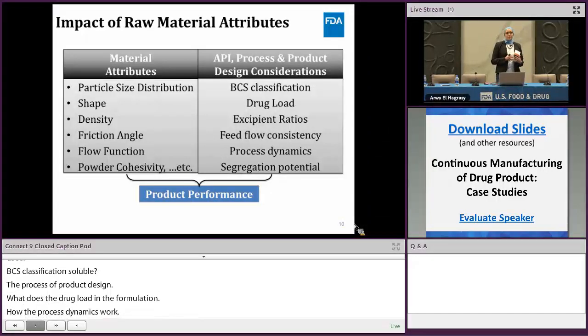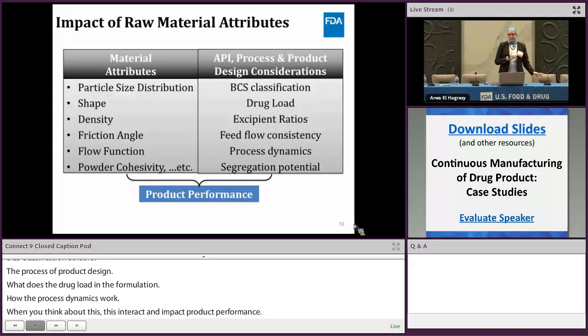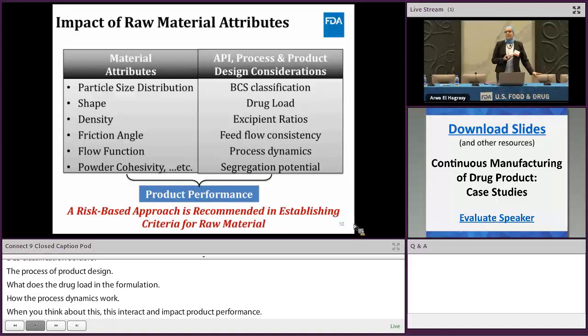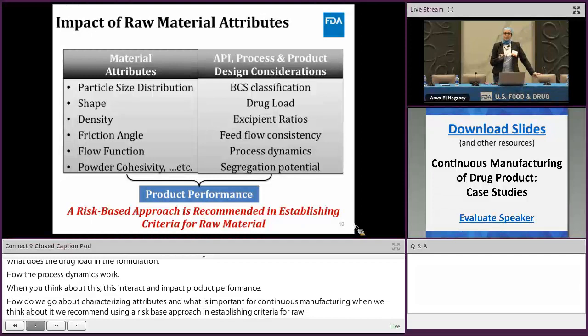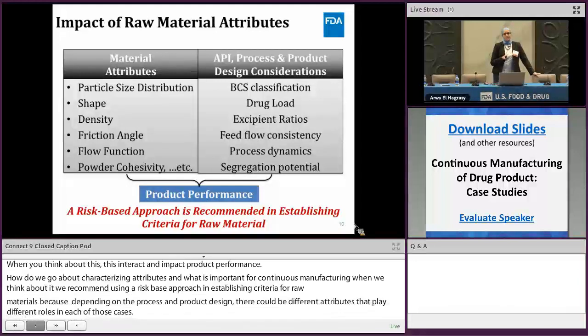So how do we go about characterizing material attributes and what's important for continuous manufacturing? We recommend using a risk-based approach in establishing the criteria for raw materials, because depending on the process and product design, there could be different attributes that play different roles in each of those cases. So you want to understand the product and the process, and using criticality and risk analysis, understand what type of material attributes could impact the process, and then how to control those to ensure consistency in product quality.